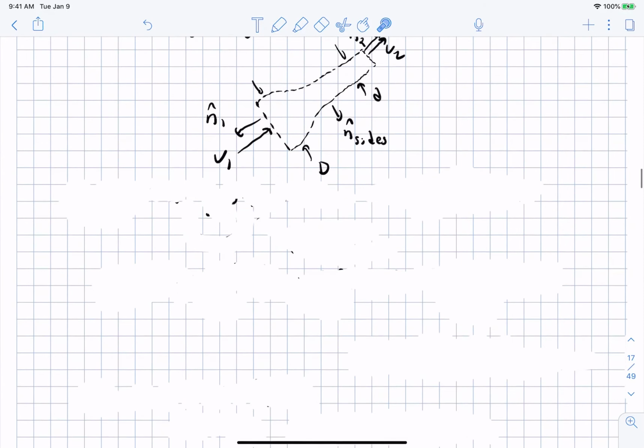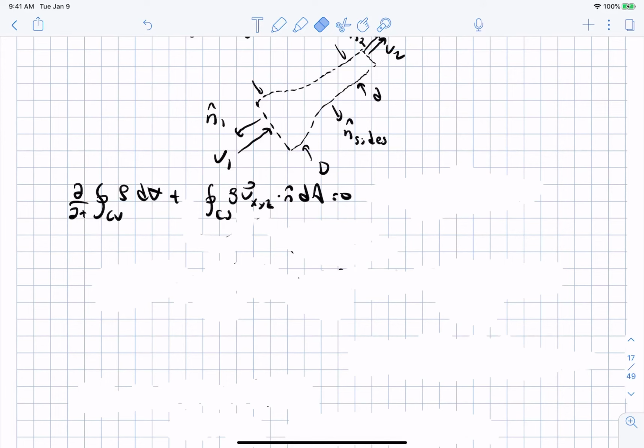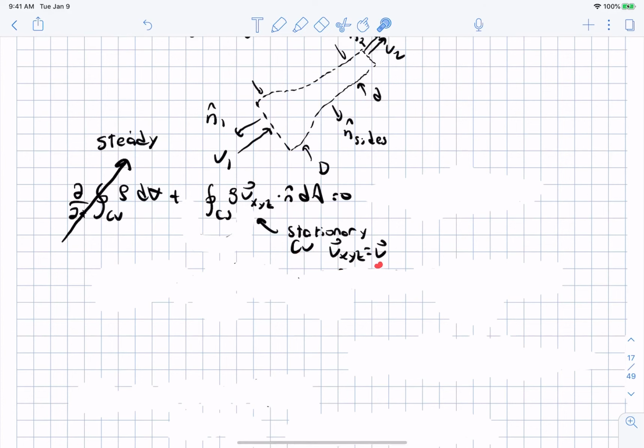Okay, so now we will apply conservation of mass. Again, I start with the generic form, and then I like to cross out terms. And in your homework, I expect you to start from the generic form for a deforming control volume. So this is steady, so that term crosses out. Okay, and for this relative velocity between the fluid velocity and the control surface, we're assuming a stationary control volume. So this relative velocity is just the velocity of the fluid.